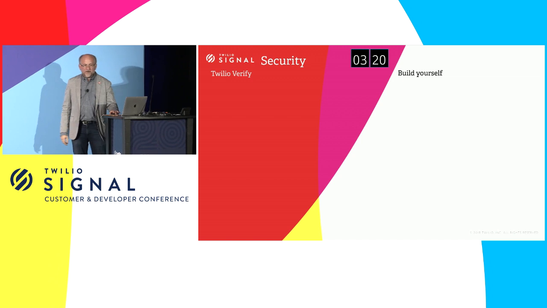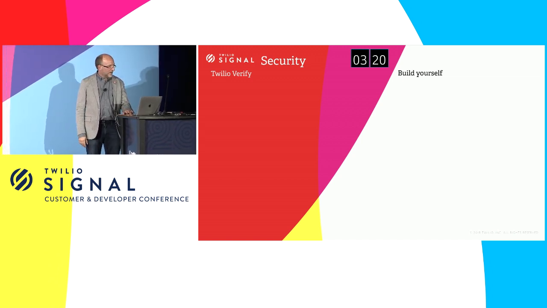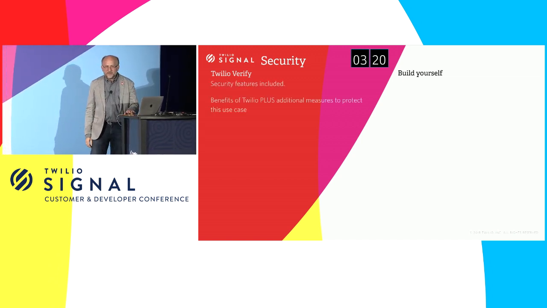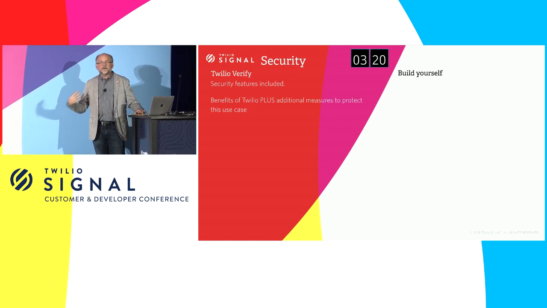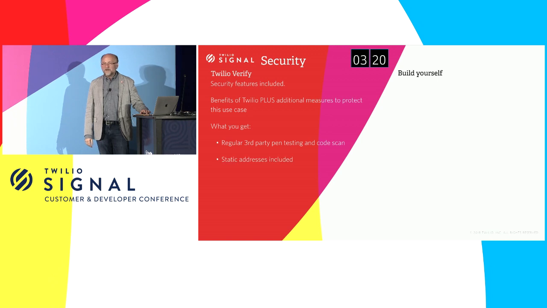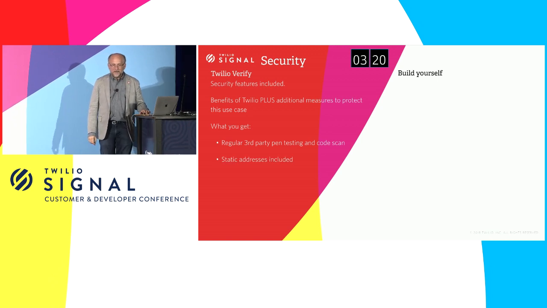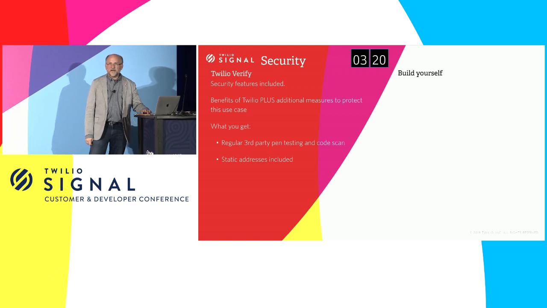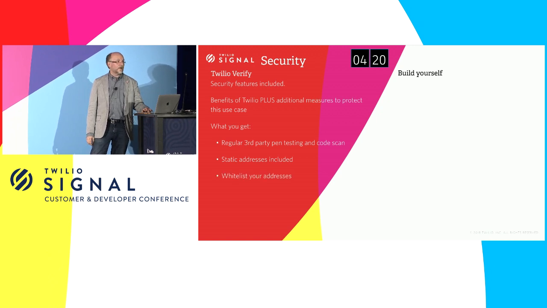All right, security. We just got a few more slides here. Twilio Verify, the security features are included. You get all of the great security backing of the Twilio team, plus you get additional measures specific to this use case. You get that regular testing. You also get static addresses, in case you need to put static addresses in your outbound firewall rules. That's not something that's necessarily available everywhere. We'll whitelist your addresses for you if you want to make sure that your calls are only coming from your servers.